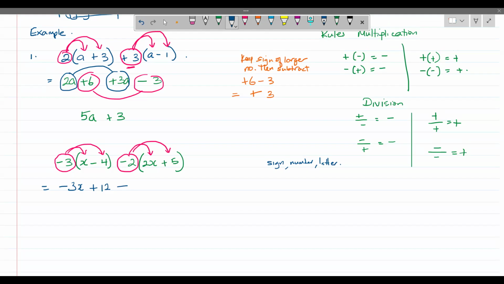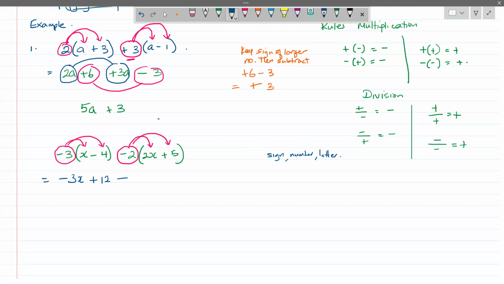Right. A minus by a plus giving me a minus. 2 by 2 giving me 4x. Minus by a plus here giving me a minus. And 2 by 5 giving me 10. So that's our first step.